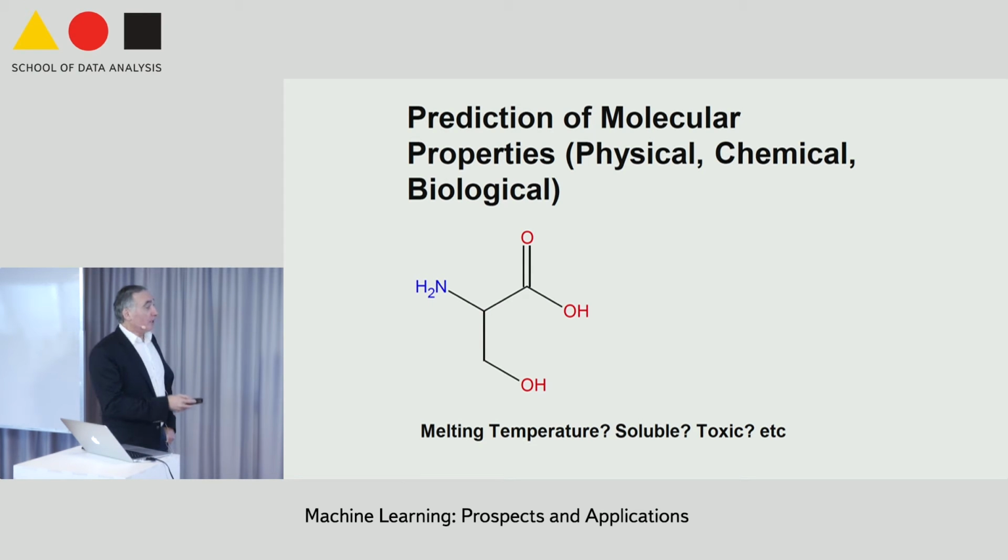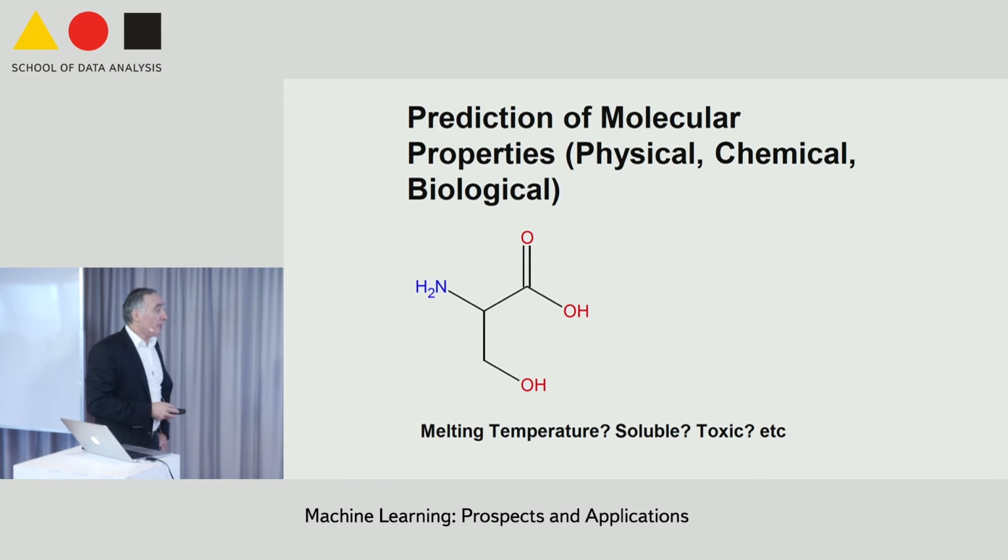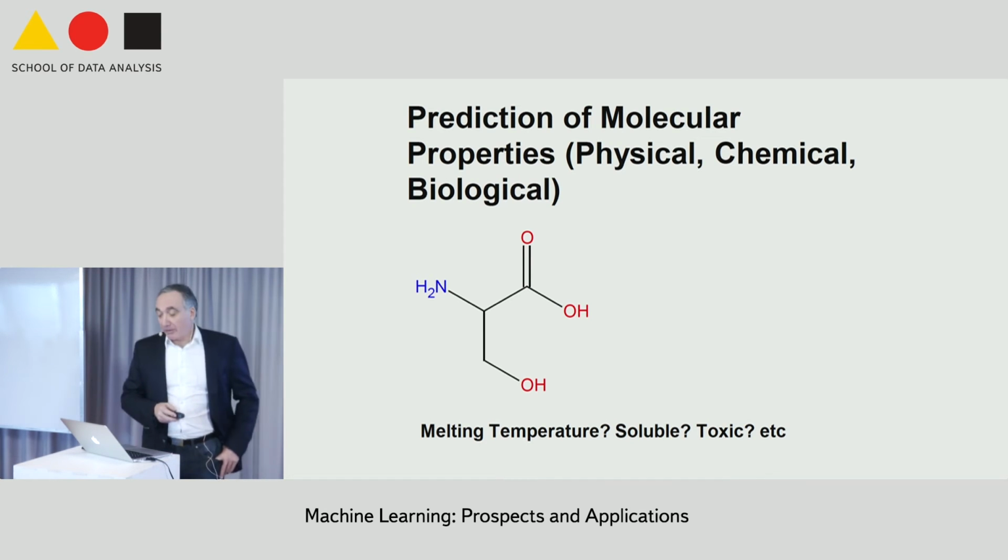You want to predict the properties of this thing. It can be physical properties, chemical properties, biological properties. Really, the number of properties is almost unlimited, right? You can ask what is the melting temperature of this molecule, what's the boiling point, etc. You can ask, is it soluble in water? Is it soluble in some other liquid? Is it toxic to mice? Is it toxic to E. coli, etc., right?